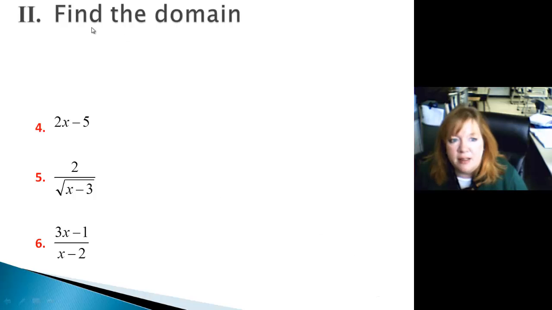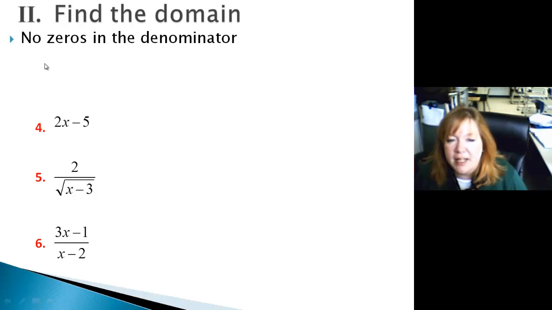So another thing we had to do is find the domain. We care about the domain because that is where our function is defined. So just as a quickie, you cannot have zeros in the denominator, so I check and see if my expression has a denominator with an x in it, and I make sure that the x cannot equal anything that would make the denominator 0, because that would make our function undefined.